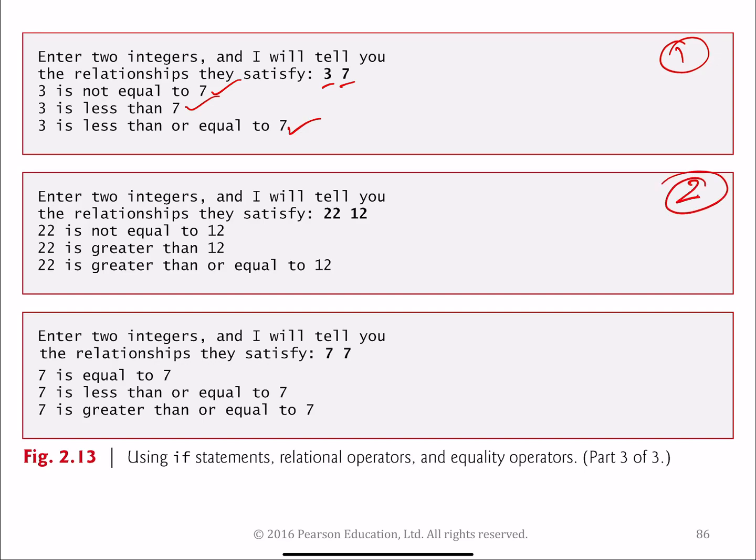Second example, we entered 22 and 12 as input. In this case, we see 3 other statements print out. 22 is not equal to 12, 22 is greater than 12, 22 is greater than or equal to 12. And in the third example, we input 7 and 7 as the 2 integers, and that also produces 3 statements. 7 is equal to 7, 7 is less than or equal to 7, 7 is greater than or equal to 7.